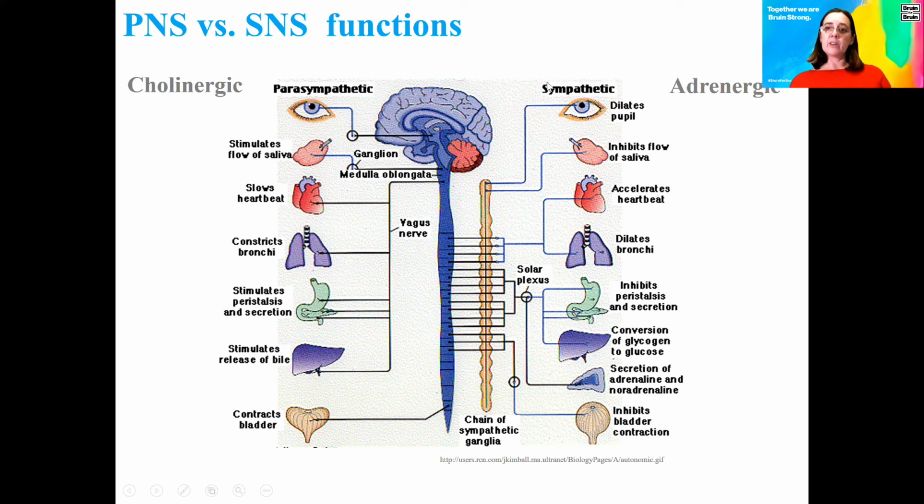Now, on the other side, you have the sympathetic nervous system, also known as the adrenergic nervous system, where you see it's just the opposite function. For the heart, you have acceleration of the heart rate, again fight or flight reaction; dilation of the bronchi; inhibition of the peristalsis and secretion; conversion of glycogen to glucose; secretion of adrenaline and noradrenaline, because these are the main neurotransmitters of the sympathetic nervous system; inhibition of bladder contraction; and dilation of the pupil.